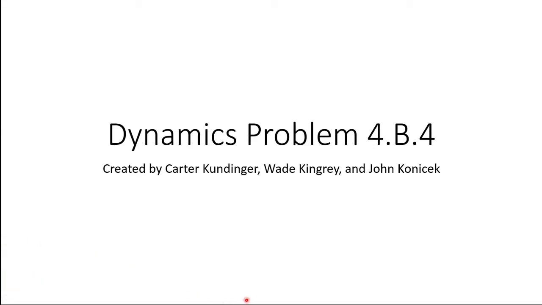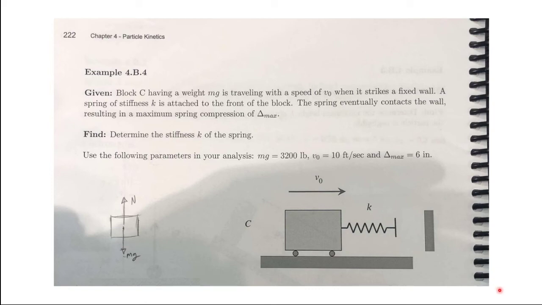Alrighty guys, welcome to a step-by-step analysis of dynamics problem 4b4. So here it is in your textbook here. What we're given is block C has a weight of mg and is traveling with a speed of VO when it strikes a fixed wall. A spring of stiffness K is attached to the front of the block. The spring eventually contacts the wall, resulting in a maximum spring compression of delta max. Using this, we need to find the stiffness K of the spring.